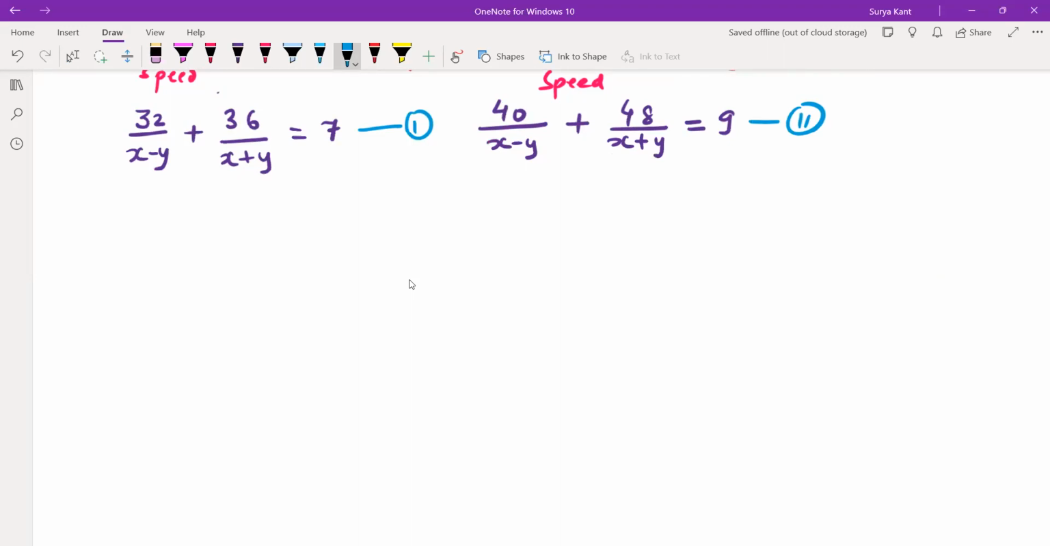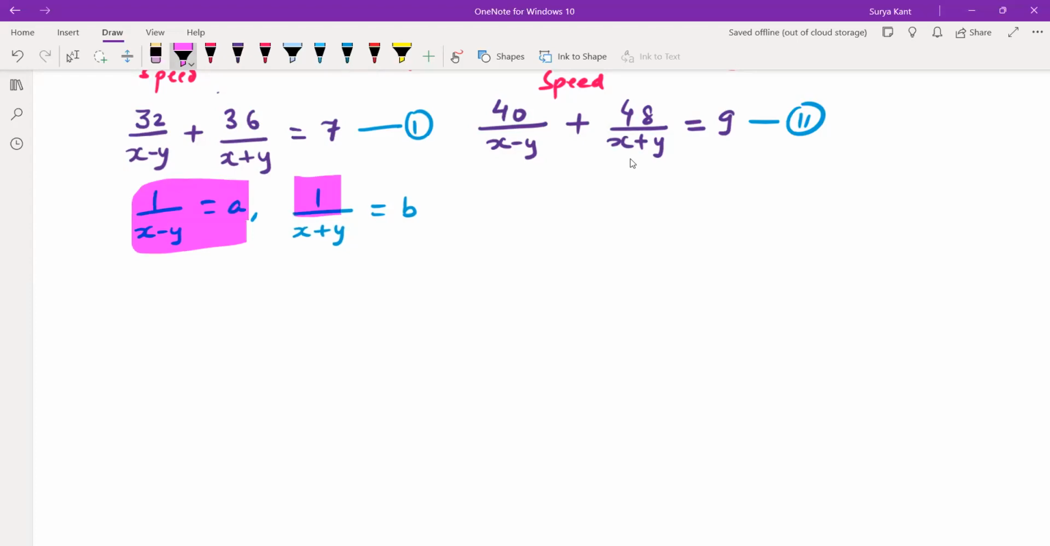to make it easy, do one thing. Let 1 by x minus y be equal to a small a. And 1 by x plus y, we let it as small b. Okay. So to make the equations easier, you have to write here 1 by x minus y is equal to small a. New concept, children. Try this, it will be easy, not a big issue in this.